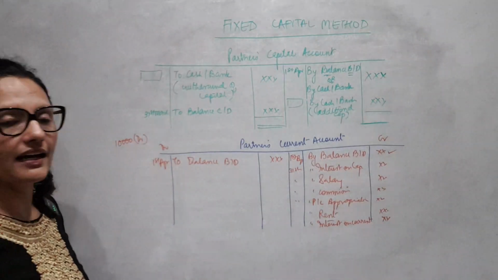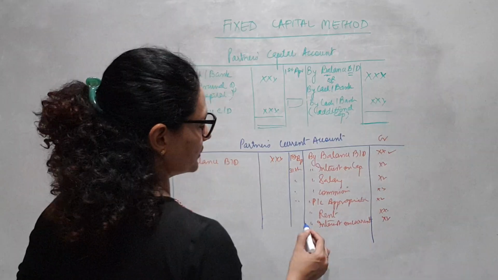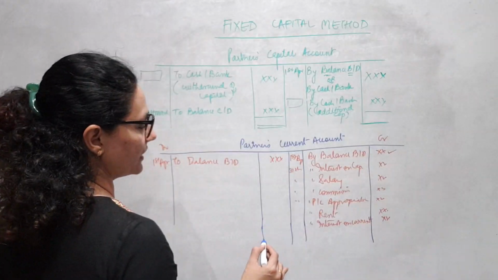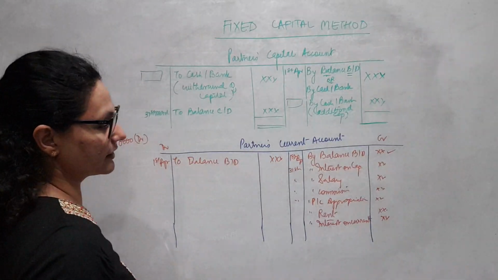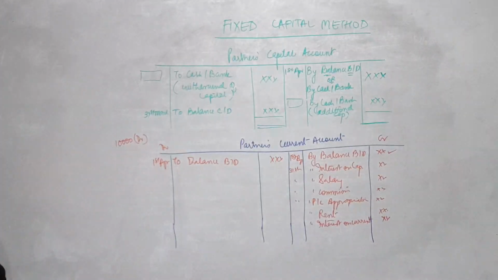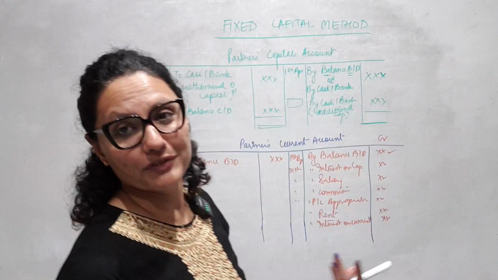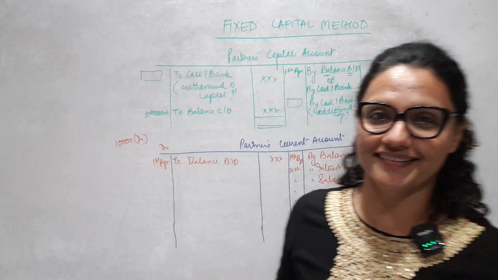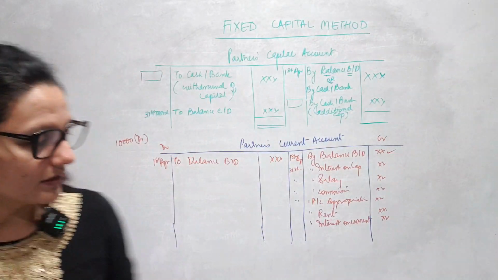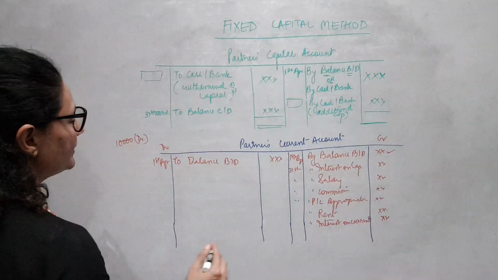So here you will have interest on current account credit, if the partner has a credit current account balance. If he has a debit balance, of course he will not be getting interest on it. Why should I give interest on it? He's already overdrawn his current account, right? So in this case, it is not to be given. And what will be on the debits?